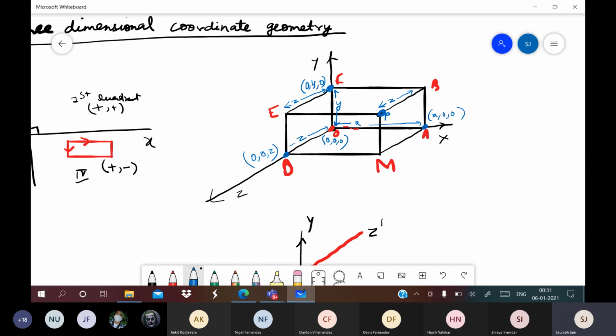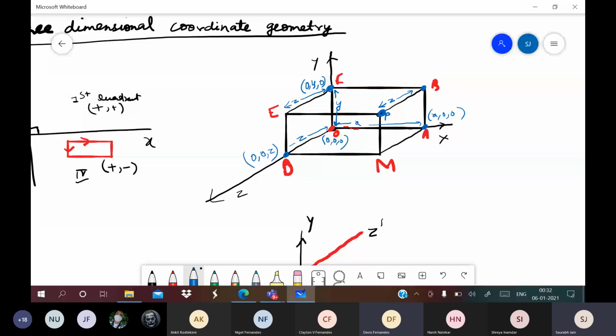This rectangle. Now, can anyone tell me, the diagram is right in front of you, what will be the coordinates of point B? Can anyone tell me where point B is situated and what will be its coordinates?